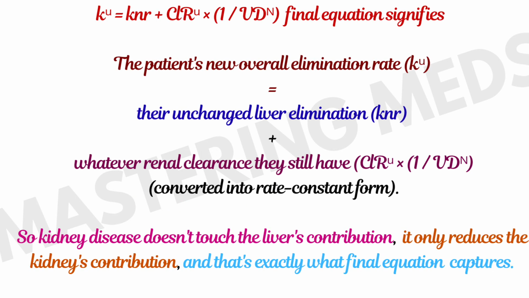What does this final equation really mean? The patient's new overall elimination rate equals their unchanged liver elimination plus whatever renal clearance they still have, converted into rate constant form. So kidney disease doesn't touch the liver's contribution. It only reduces the kidney's contribution. And that's exactly what this final equation captures.